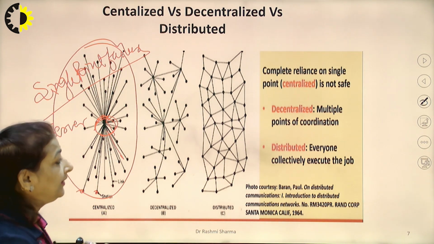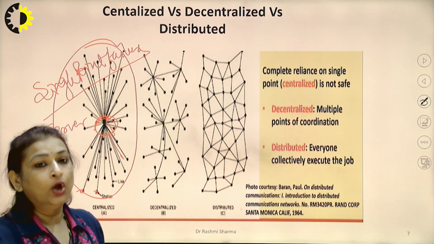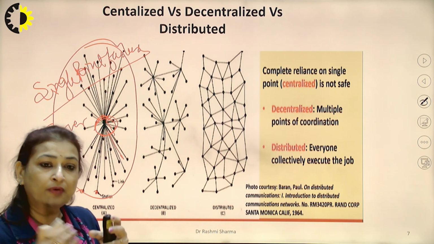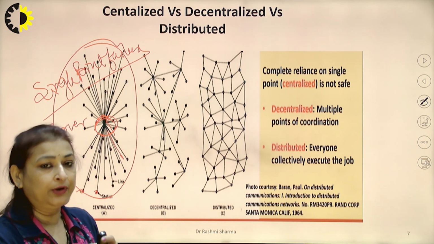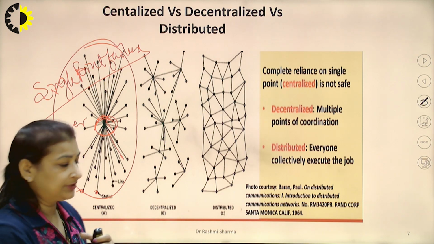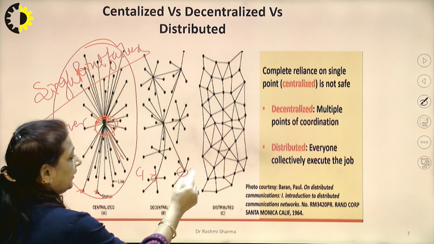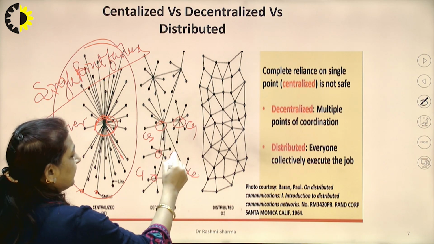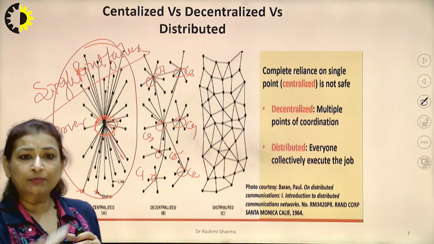Then comes decentralization. Here we have multiple coordinators, each with a group of stations or nodes connected to them, and that coordinator provides services to those nodes. Here we have coordinator C1, this is C2, this is C3, this is C4 and this is C5. These are the coordinators.